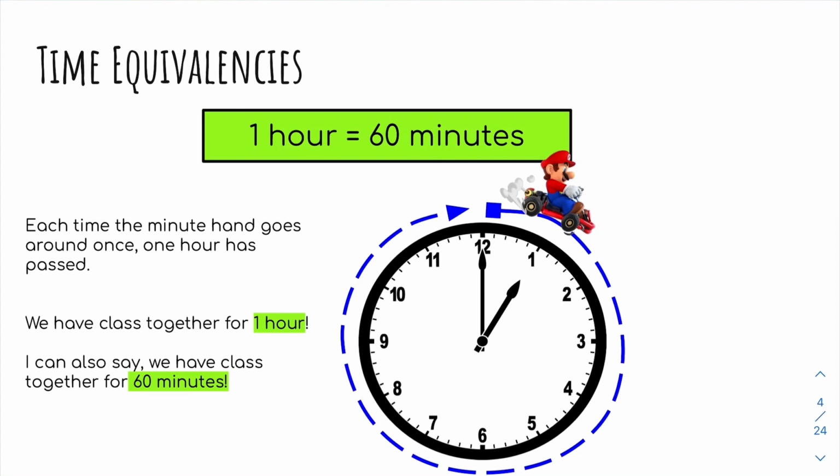Each time the minute hand goes around the clock once, 1 hour has passed. There are 60 minutes in 1 hour. I could say, we have class together for 1 hour. I can also say, we have class together for 60 minutes. 60 minutes is equal to 1 hour.